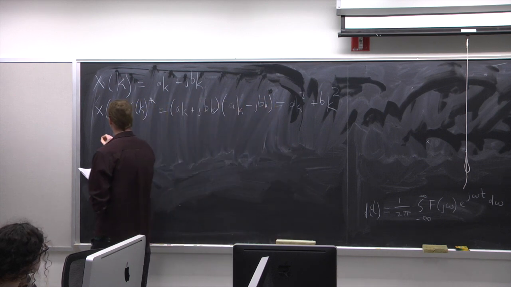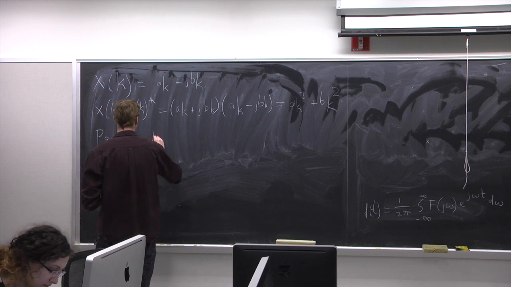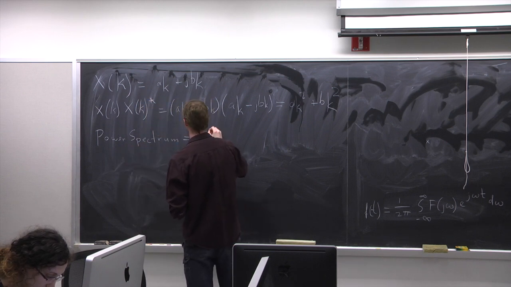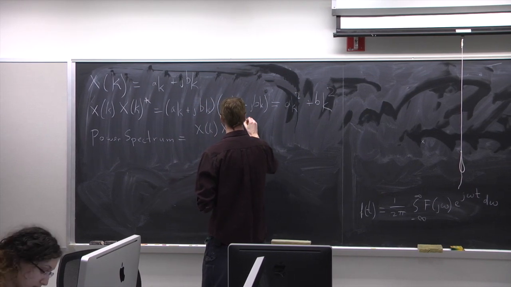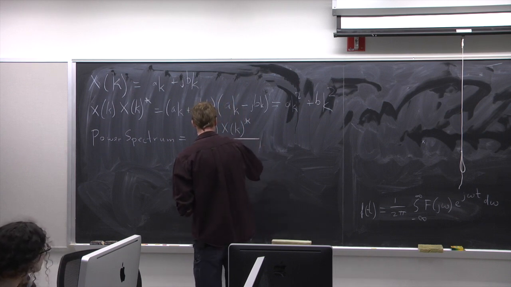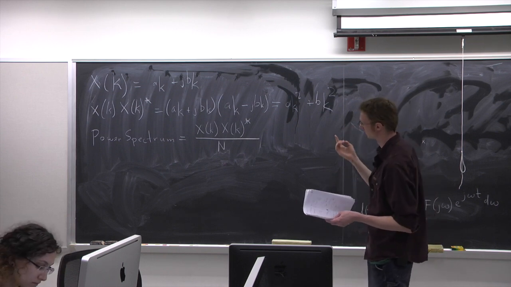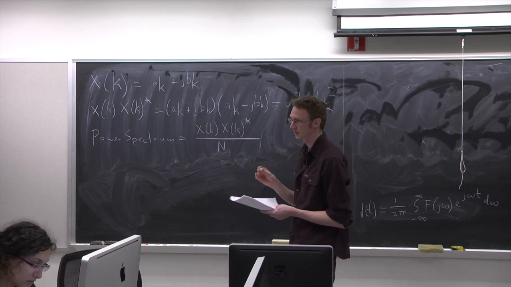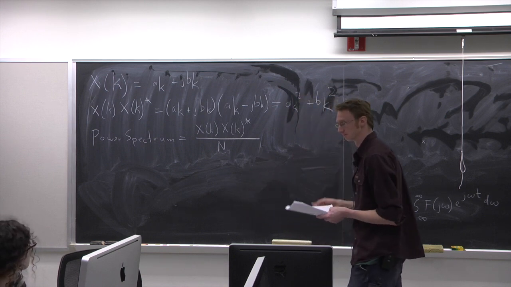And the power spectrum is exactly that, but normalized by the number of points in your time series, or your transform, because it's the same number. The normalization is done because it leaves you with the same amount of energy, so the same sum of squares in either domain.